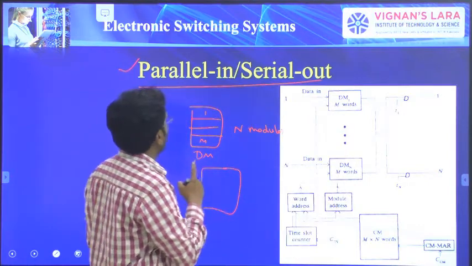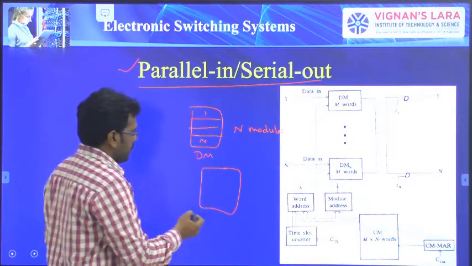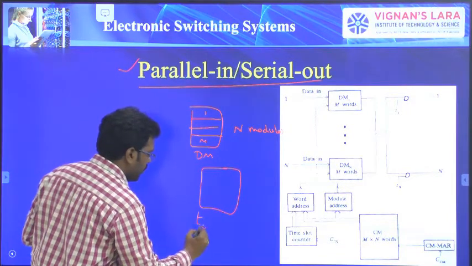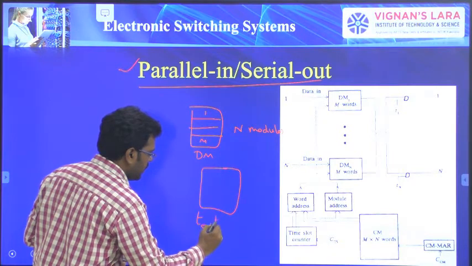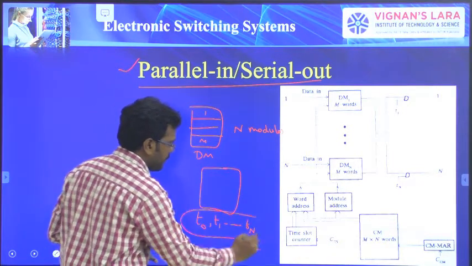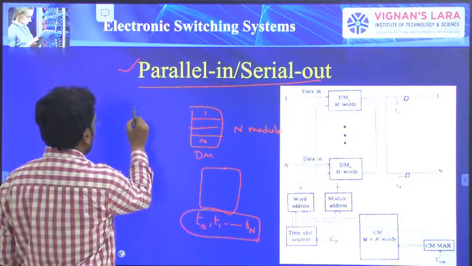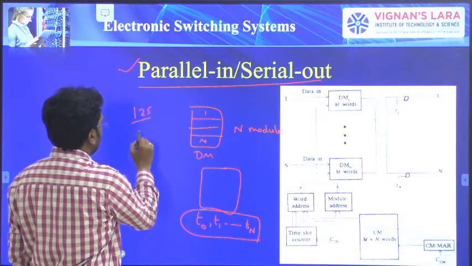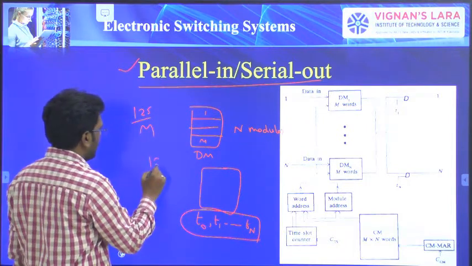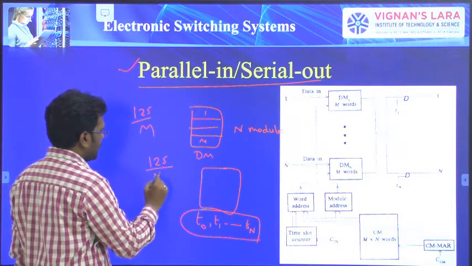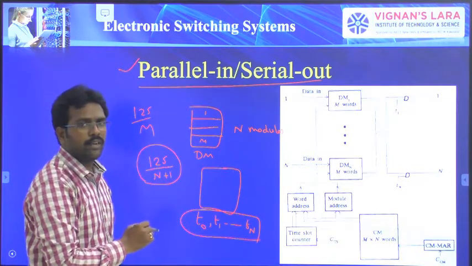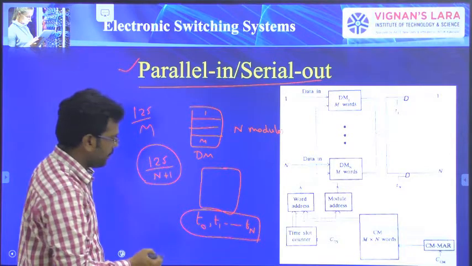So in case of this parallel and serial out, unlike the previous case, you have divided into T0, T1 and so on, Tn slots. In the previous case it is only 125 by m, but here it is 125 by n plus 1. This is the time you have to share for each time slot.